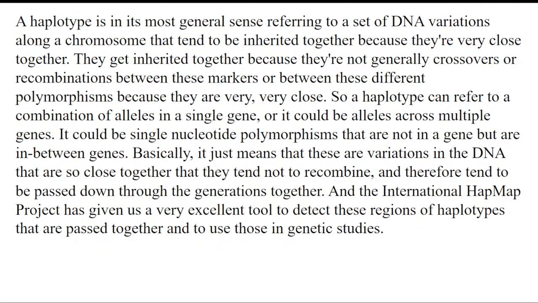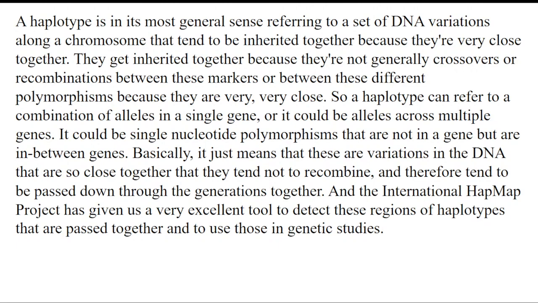A haplotype, in its most general sense, refers to a set of DNA variations along a chromosome that tend to be inherited together because they are very close together. They get inherited together because there are no crossovers or recombination between these markers or between these different polymorphisms, because they are very close.